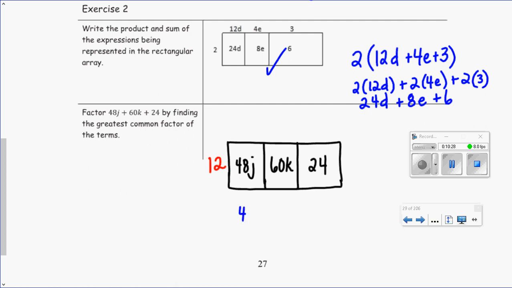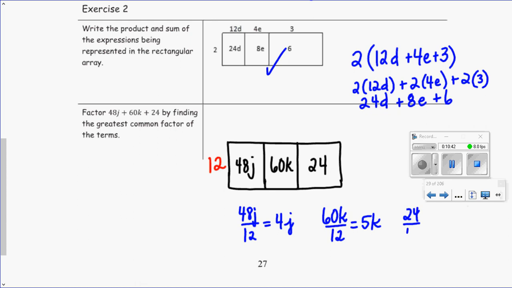Okay, so now I want to divide those all by 12. So each of these terms divided by 12. And now I just place those up here. So 4J, sorry, 5K, and 2. And it just looks like this: 4J plus 5K plus 2, because they were all positive. Okay, so that's how you can factor using an array, and that visual kind of helps you.